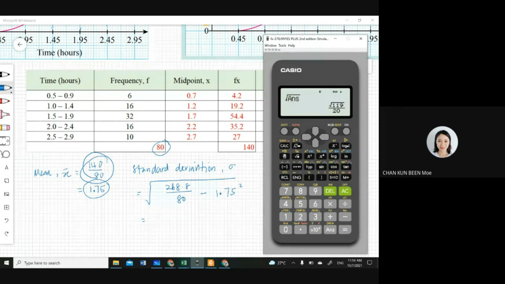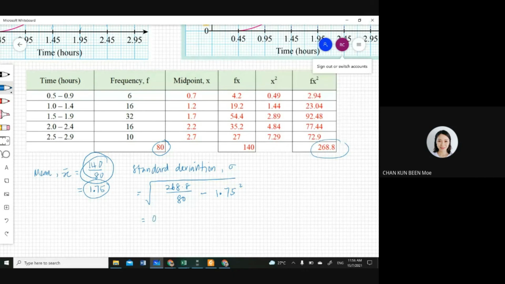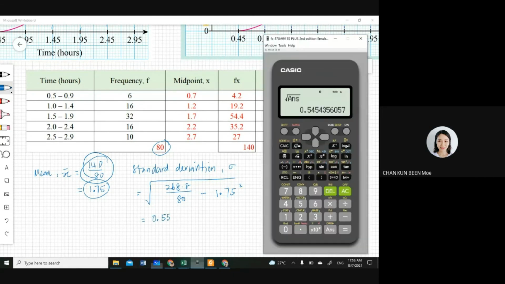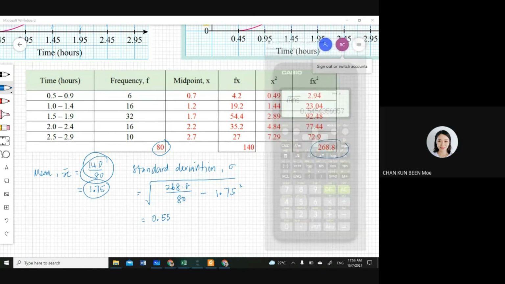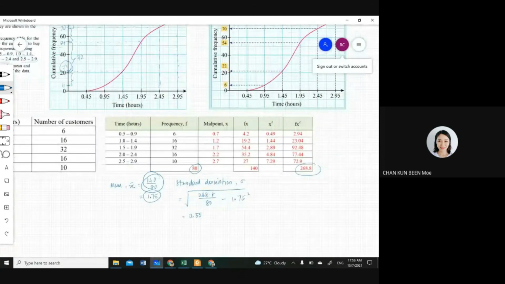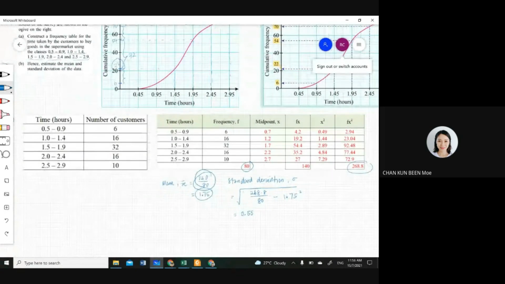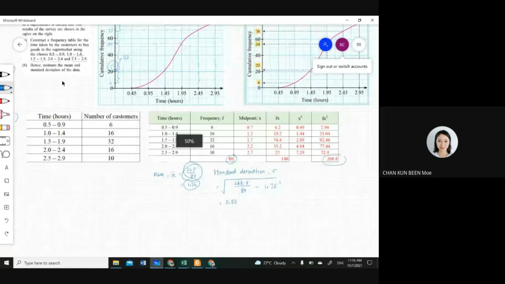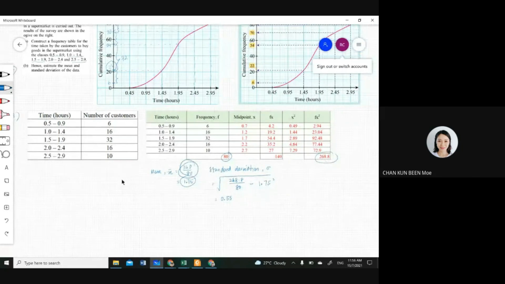So the answer will be, how much is this? 0.5454. So round it off to 2 decimal places. It will be 0.55. Can you see? Because we add 1 to the left. Okay, now we have got our standard deviation and mean. Now refer back to the question. Is it done? They just ask you to estimate the mean and standard deviation of the data. So it's done already, that's all. Do you have any questions? No.